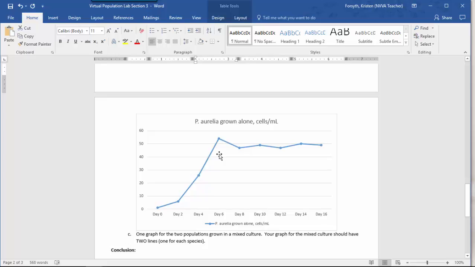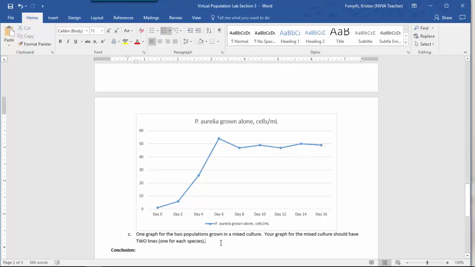So P. aurelia definitely hit its carrying capacity a little earlier. You can see it went up to about, and your graph might look a little different than mine. That's totally fine. Same process all over again. So now in this case, though, you're going to have two lines because this is our mixed culture.